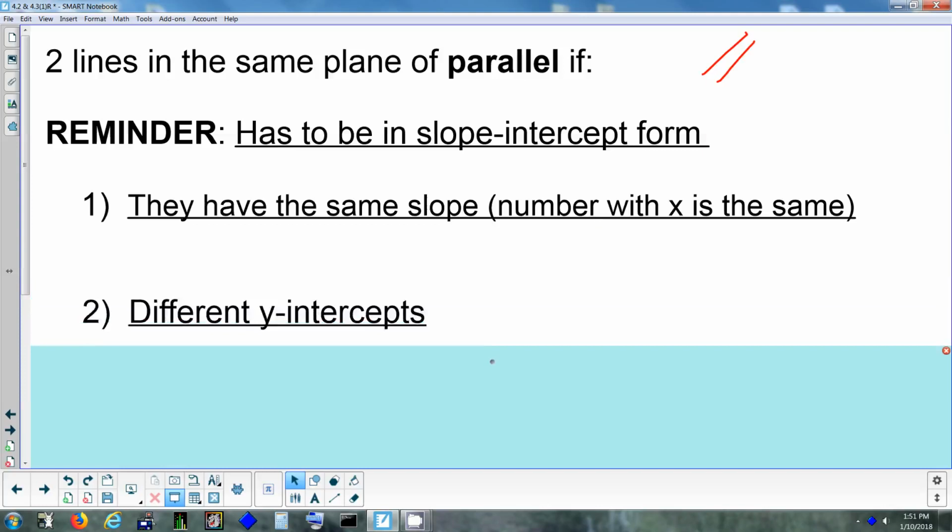Now, here's the one thing. It has to have different y-intercepts. Because if you had the same slope and the same y-intercept, what does that mean? It's the same exact line. It's gonna be one line on top of each other. It'll be the same exact thing. And lines on top of each other are not parallel. And guys, when we do this, we're gonna end up getting different y-intercepts.